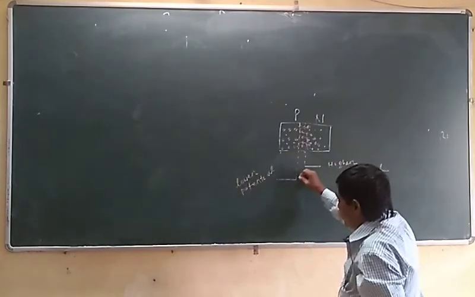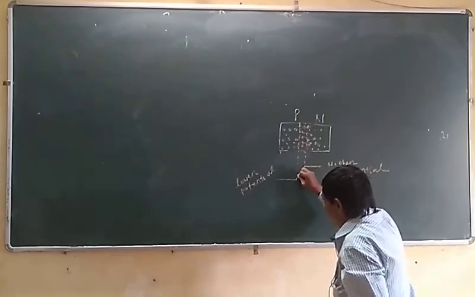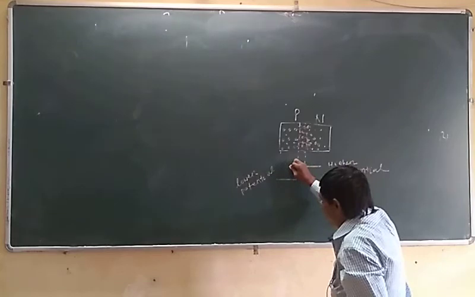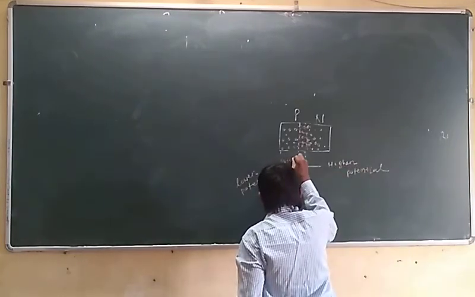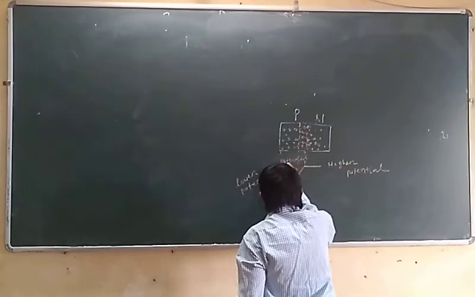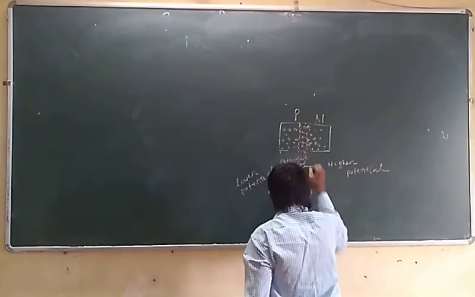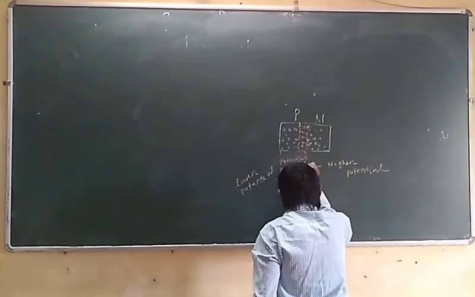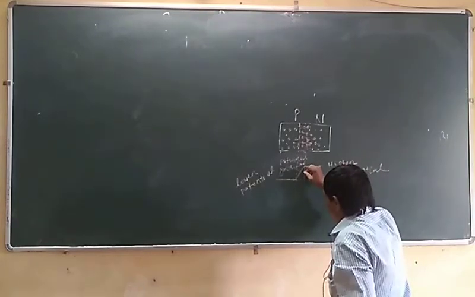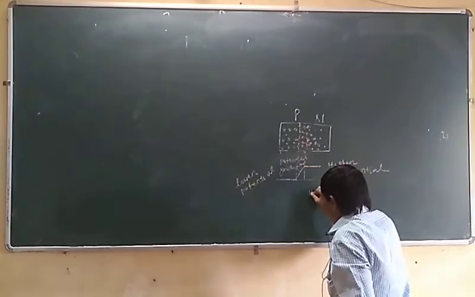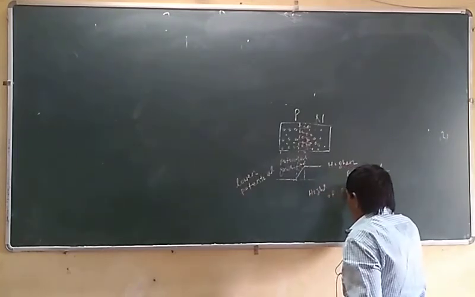Then we join the two. When we join the two, it is also known as the potential gradient. So this is nothing but the height of potential. This potential difference is known as the height of potential.